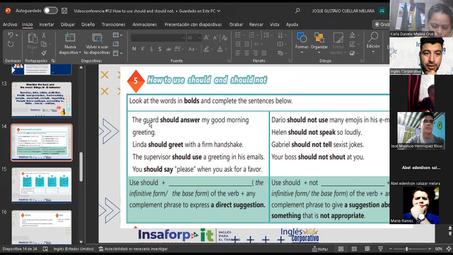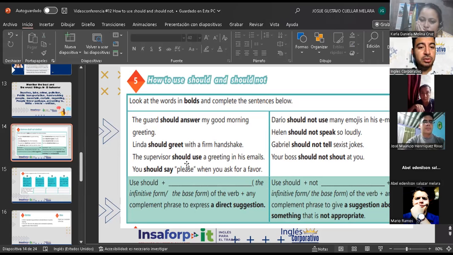The guard, porque no se dice guard, sino the guard, should answer my good morning greeting. El de seguridad, el guardia de seguridad, debería de responder mi saludo de buenos días. Okay. Linda should greet with a firm handshake. Firm handshake. Saludo de manos.